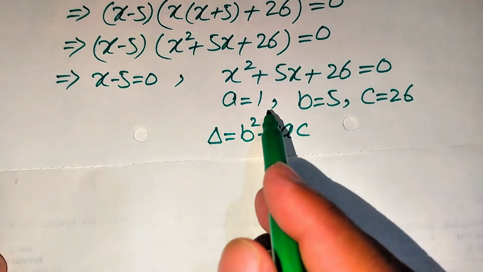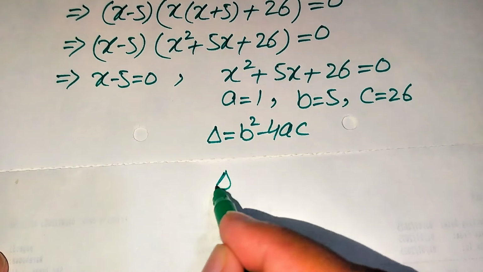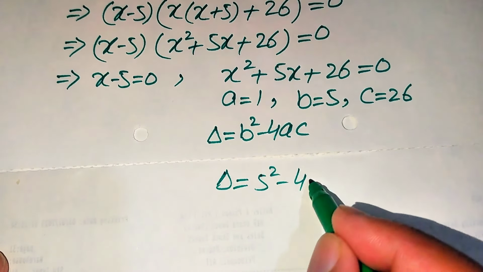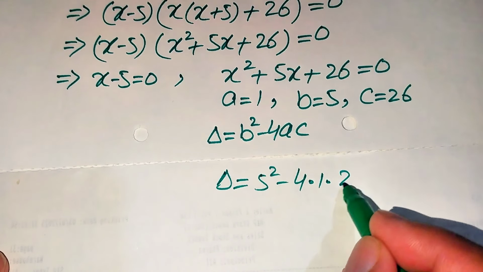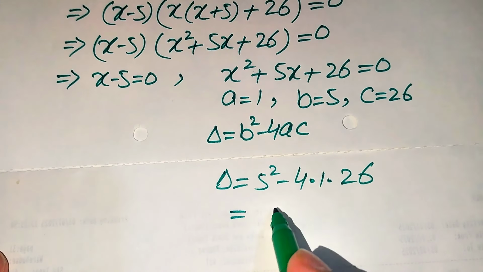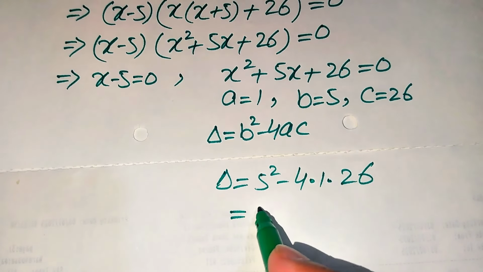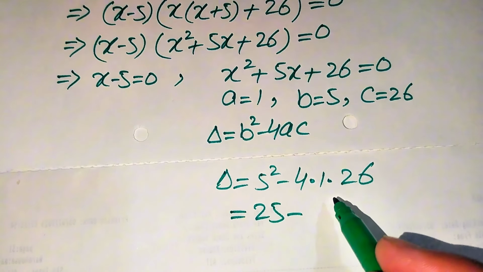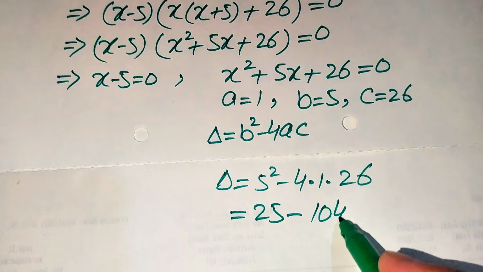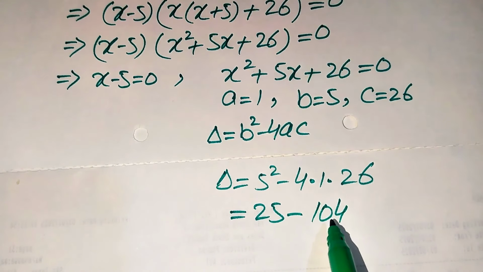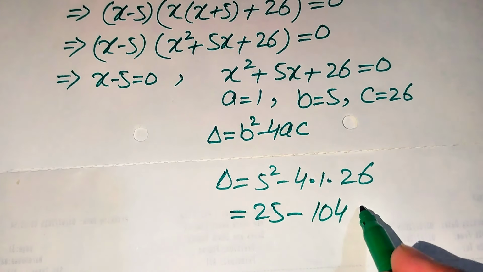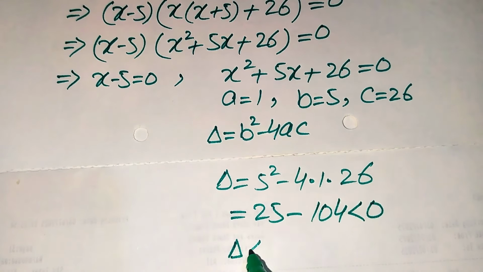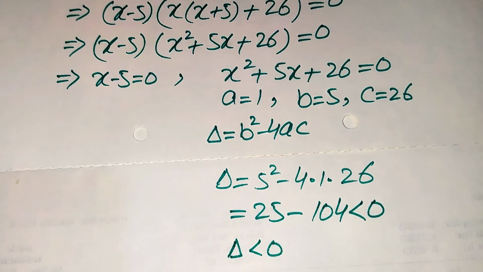When we substitute the values of a, b and c here, delta is equal to b squared, so b is 5 squared, minus 4 times a, which is 1, and c, which is 26. Here 5 squared is 25, minus 4 times 26, which is 104. You see here 25 is a smaller number and 104 is a greater number, so this means that these terms give us a negative value. It means that our delta is less than 0.